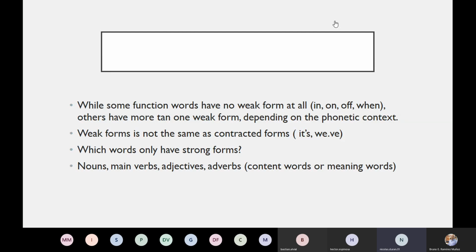While some function words have no weak form at all, like in, on, off, when, others have more than one weak form, depending on the phonetic context. Weak forms is not the same as contracted forms, like it's, we have. Which words only have strong forms? Nouns, main verbs, adjectives, adverbs, content words, or meaning words.